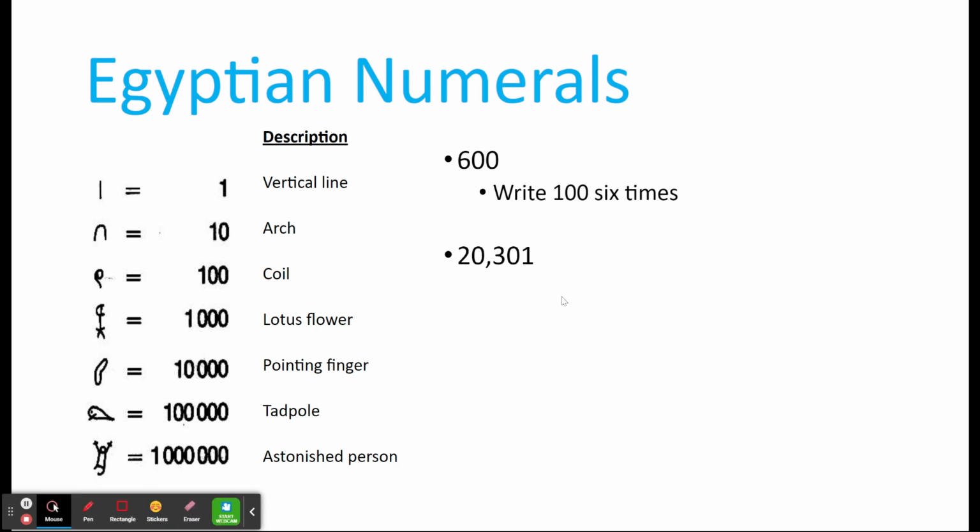Another example, 20,301. We would need 2 fingers, and then we don't need any of the 1,000, so we don't need any of these guys. So we'd have 2 pointing fingers, and then we would have 3 coils, and then we would have 1 vertical line, and that would be our number. Not going to take the time to draw that, but you kind of get the idea. We have to hit the 20,000, so we need 2 of the pointing fingers. 300, so we need 3 of the coils, and 1, so we need 1 vertical line. Great big number. Another way to look at it: 2 times the 10,000, 3 times 100, and 1 vertical line.